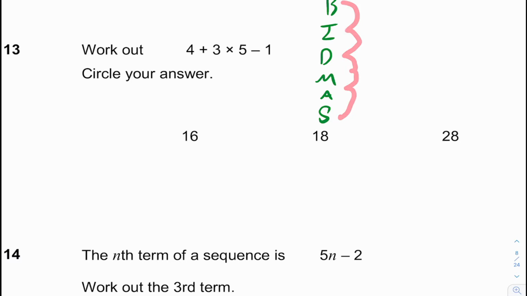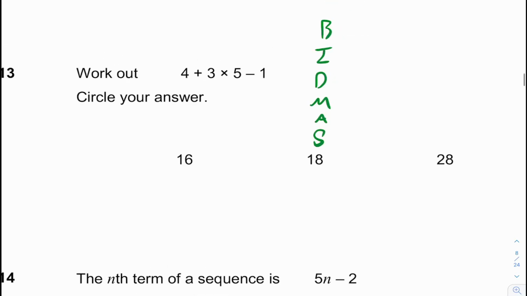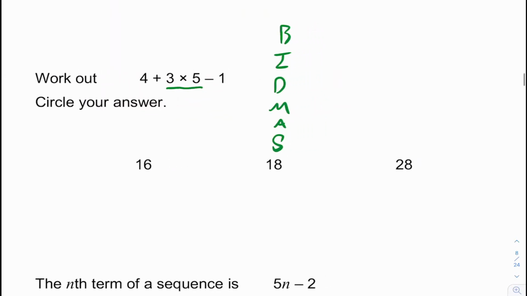So the first thing we do is any brackets, we don't have any. Then we do any indices, again we don't have any. Then we do any division, we don't have any. So then we do any multiplication, which we do. So we do this part here first. So this leaves us with 4 plus 5 times 3, which is 15.